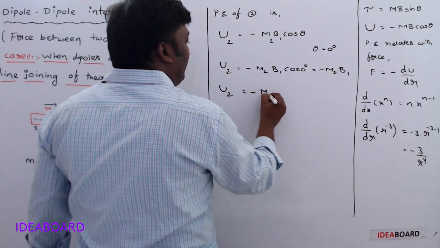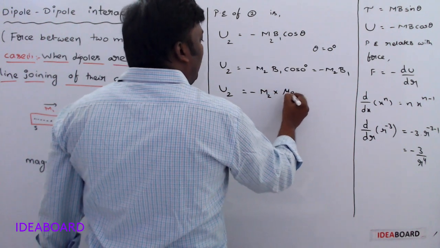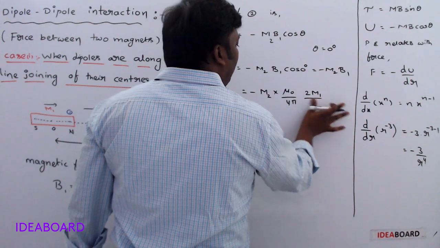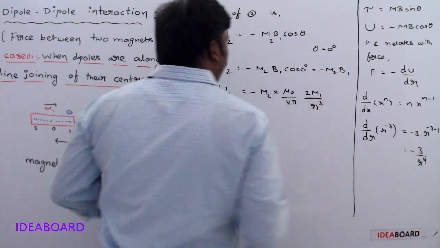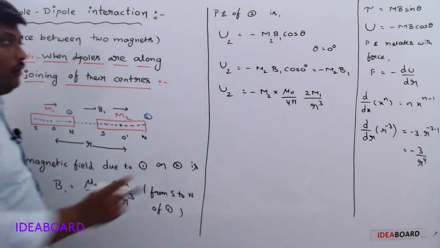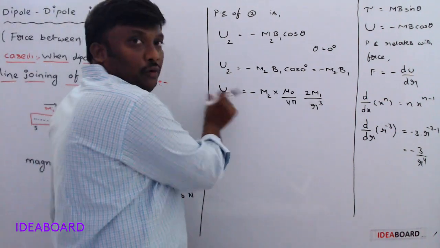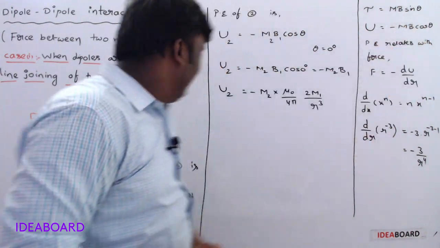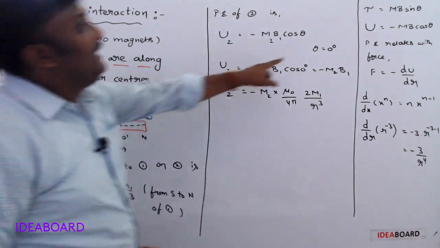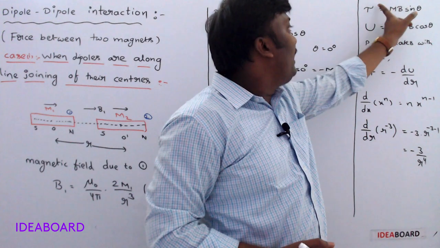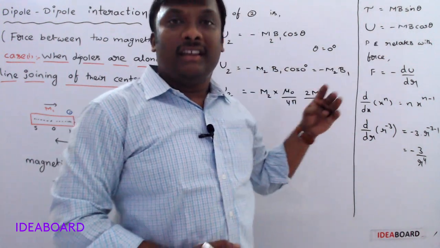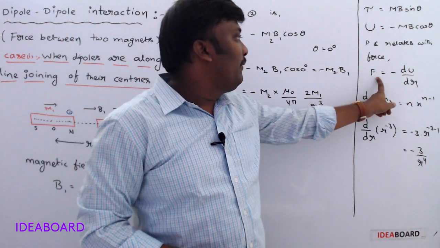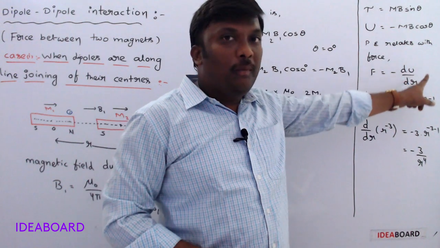Substituting the value of B1, U2 is minus m2 times mu naught by 4 pi into 2 m1 by distance r cube. Clear now? Now you know the potential energy U2. Next, torque. The torque formula is m b sin theta, and the angle here is theta equal to 0, sin 0 is 0, so torque becomes equal to 0. Whenever torque is 0, it is a conservative field, so for a conservative field the formula for the force is minus dU by dr.